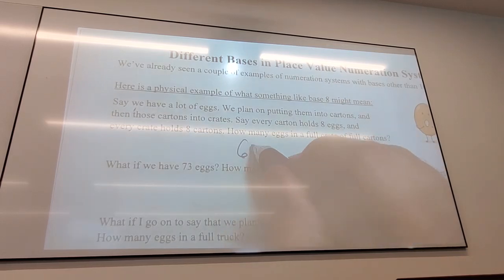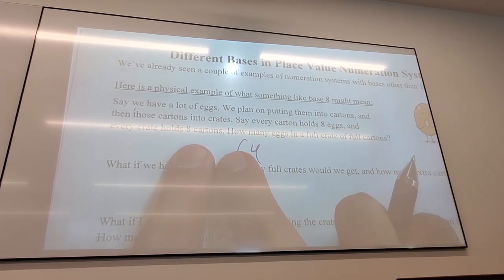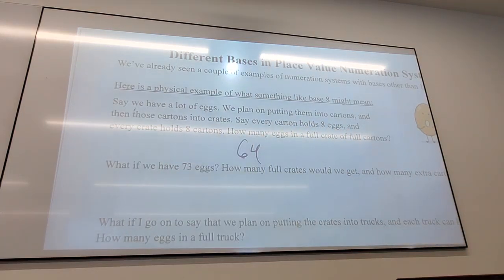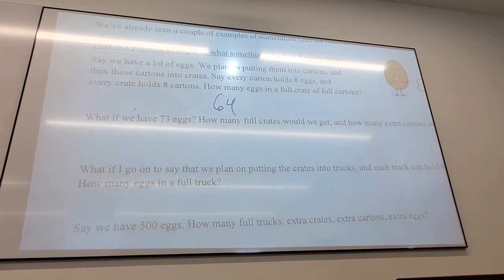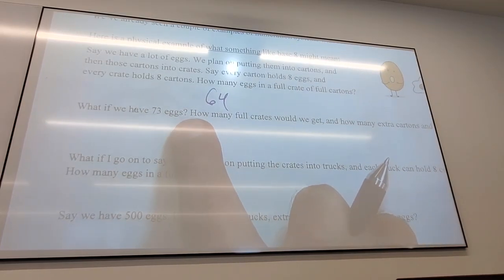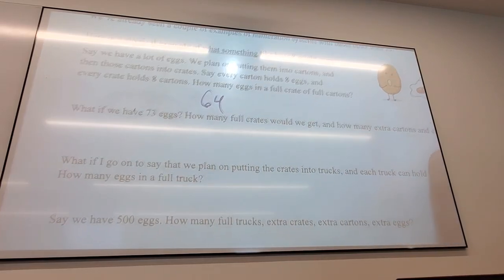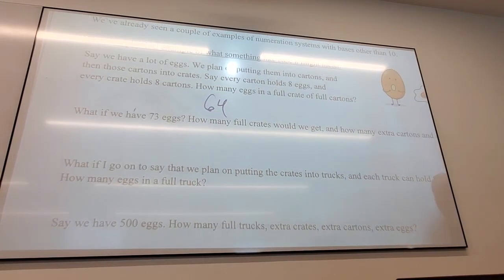64. 8 eggs in every carton, right? And there's 8 cartons in every crate, so that's 8 times 8, 64 total eggs. So if we have 73 eggs, how can you use what you just did to help you start to piece this together? Kind of do like the Babylonians.